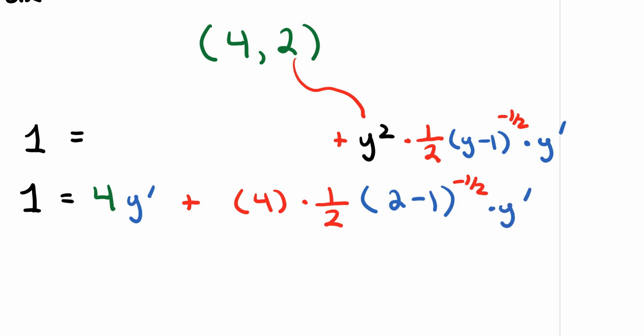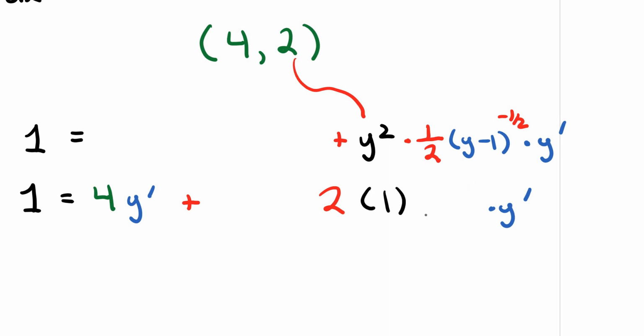Okay, let's see if we can do the math again here. So 4 times 1/2 is going to be a 2, right? So I'll erase that, and then we have a 2 here. And then this part right here, you got to be able to do that in your head. 2 minus 1 is 1, and 1 to the power of anything is always going to be a 1. So if I erase all this, that's going to be 2 times 1, and then times it by the y prime.